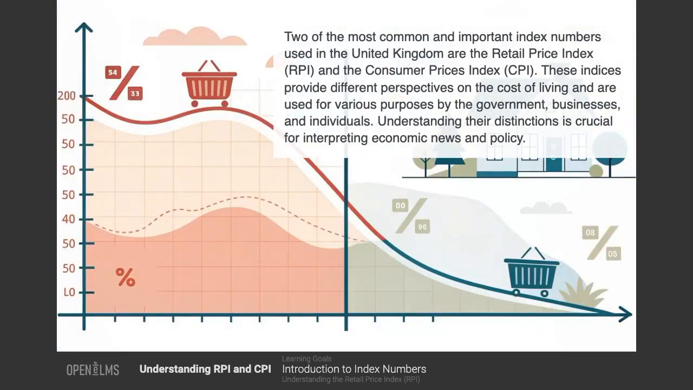Two of the most common and important index numbers used in the United Kingdom are the Retail Price Index, RPI, and the Consumer Prices Index, CPI. These indices provide different perspectives on the cost of living and are used for various purposes by the government, businesses, and individuals. Understanding their distinctions is crucial for interpreting economic news and policy.